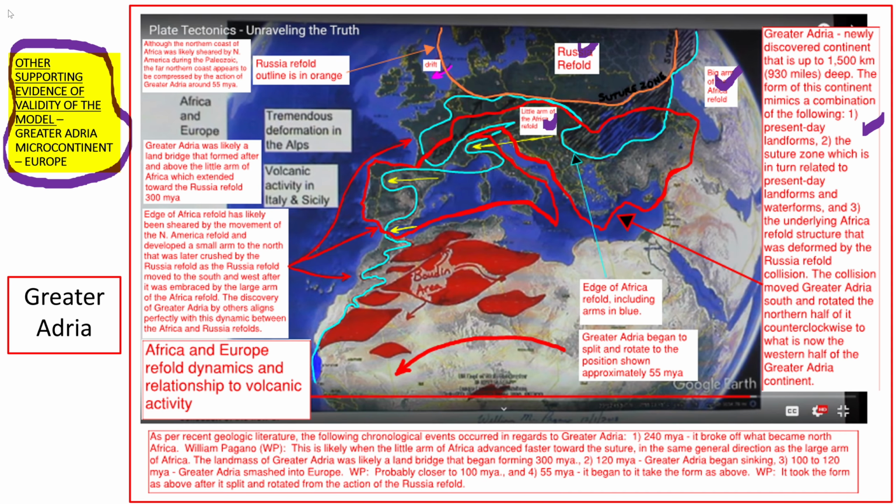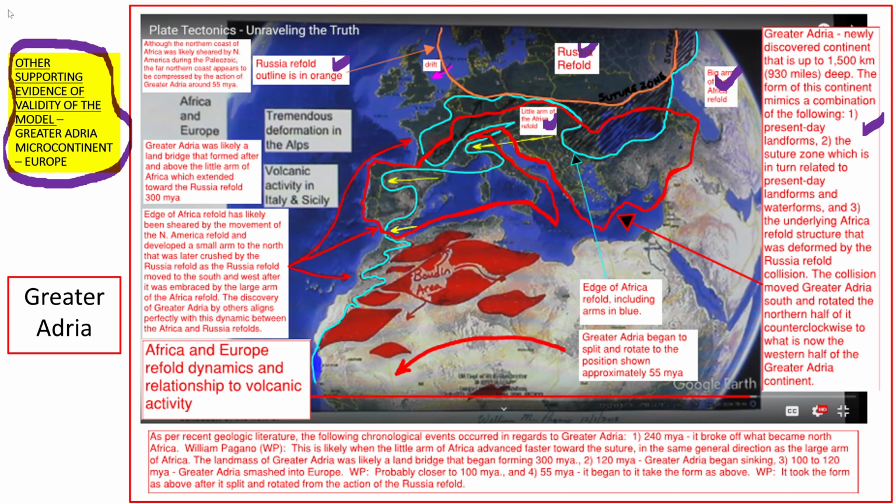It's because as the Russia refold came down, it snapped it out and pushed it out to the west and everything. So you have the shearing, like I said, during the action of the crushing of the little arm of Africa. You can see that shearing is also evident. So it's kind of like a ductile-brittle transition going on here. All right, I talked about this. Russia refold is in orange.